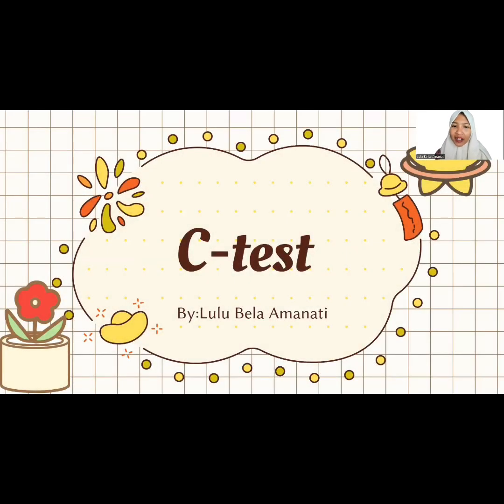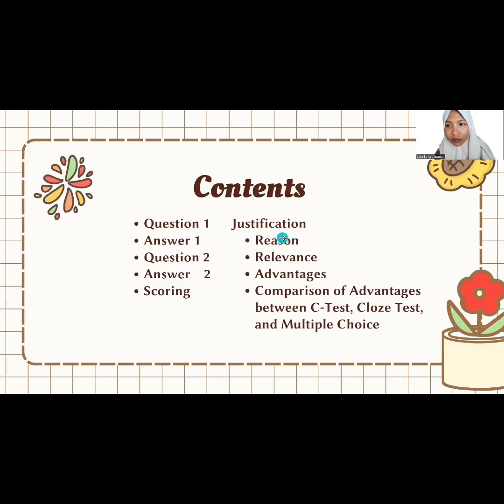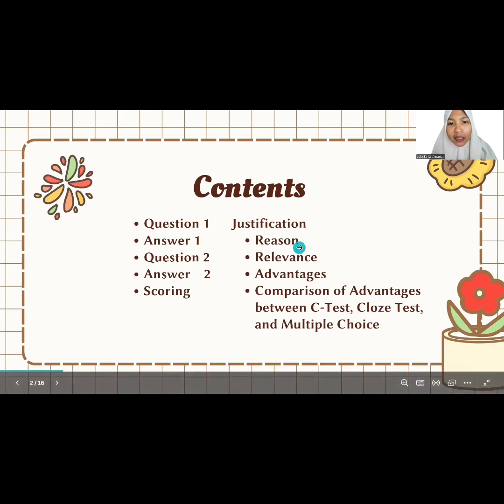So guys, after discussing the validity materials, it's time for me to give you an assessment that you need to complete. So this is about contents. I will give you question one, question two, answer one, answer two, and scoring. And after that, it's about justification, rationale, relevance, and advantages, and a comparison of advantages between the C-test, cloze test, and multiple choice.